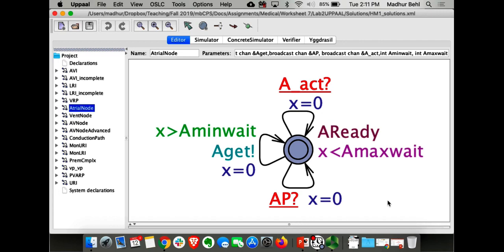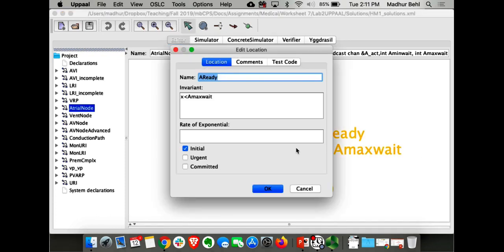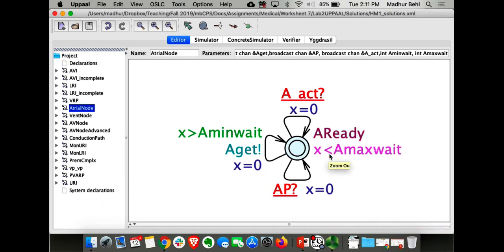So even though there's a single location, we have three sort of transitions. Let's try to understand what is going on in this node. Let's first double click on the initial state itself. We have an invariant, x less than or equal to a max wait. There's some parameter or timer called the maximum amount of time that you can remain in your initial or ready state, right? So the state is called AR ready, which is the name right here. And the invariant is x, which is perhaps a clock of this automaton, is less than a max wait.